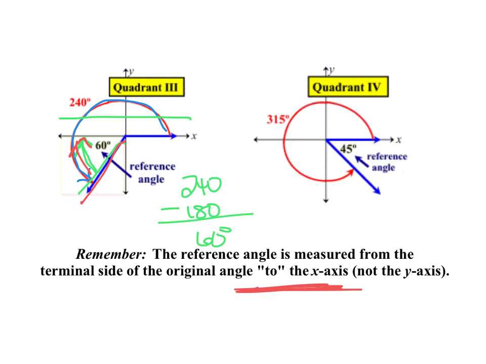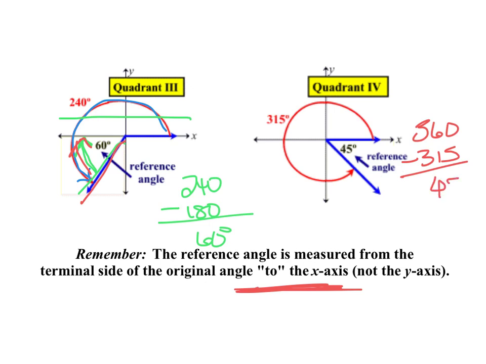Okay, so in quadrant 4, with this big angle of 315 degrees, the closest x-axis is the positive x-axis. So I actually have to complete the circle. This is 315 degrees, and I have to figure out what's left of 360 degrees. So to do that, it's 360 degrees minus 315.